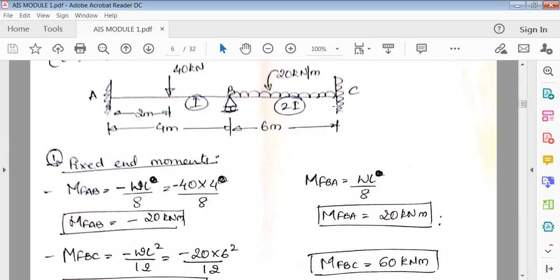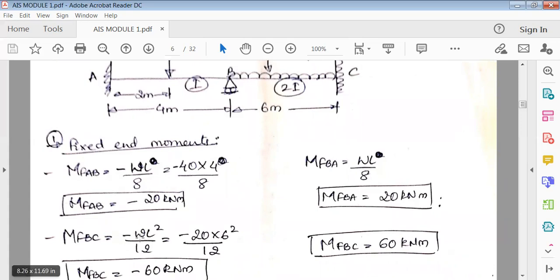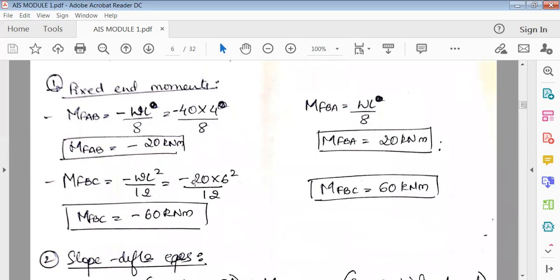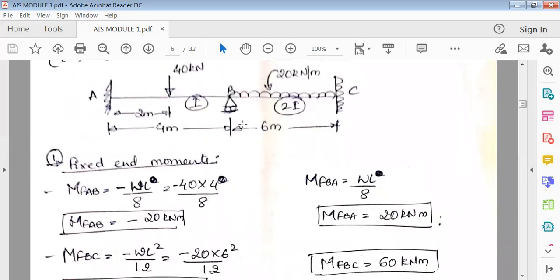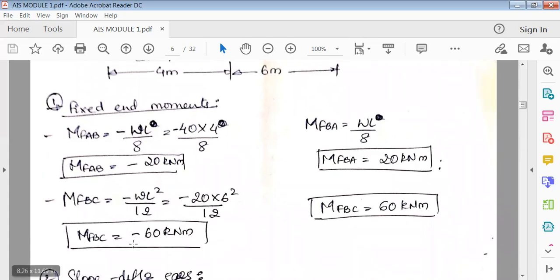So MFBC is equal to minus WL square, which is 20 into 6 square divided by 12. You should not forget to take the minus sign from B to C, because again the 20 kilonewtons is trying to push this beam downward. To stop this, B tries to push it back upward, which creates a negative rotation, so a negative moment, meaning a minus sign. So minus WL square by 12. Substituting the value, W is 20 and the length of only the BC span is 6 square, divided by 12. So it is minus 60.